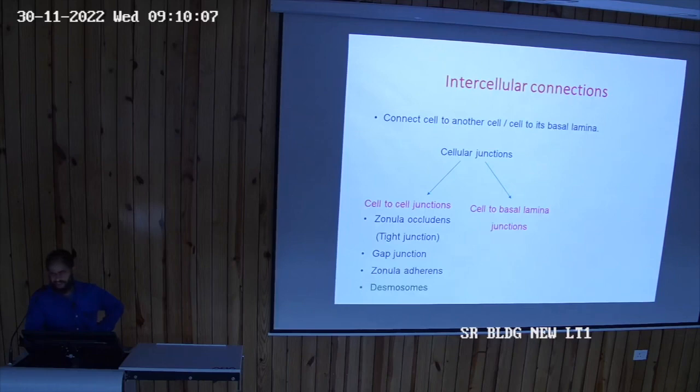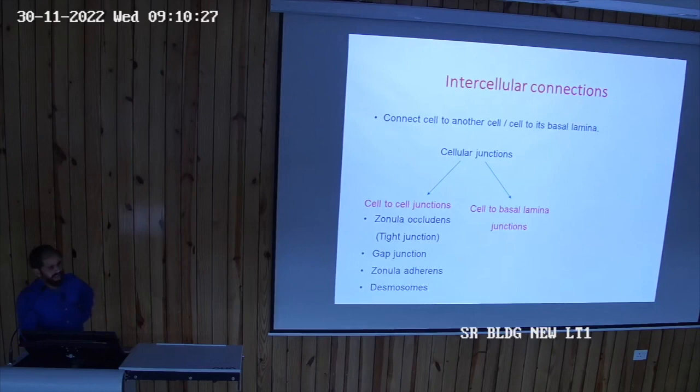And there is another one, that is desmosomes. These are the structures for cell to cell connections. Like zonula occludens, that is tight junctions. Then zonula adherens also, which adhere and connect. Then there are gap junctions. Then there are desmosomal junctions.